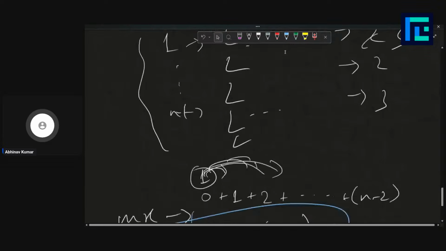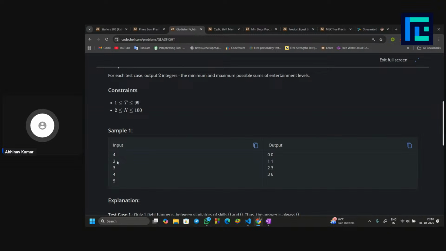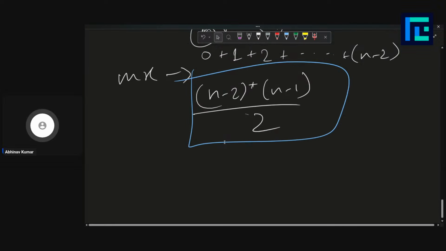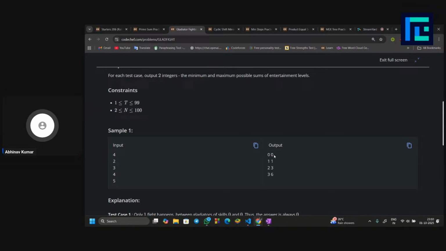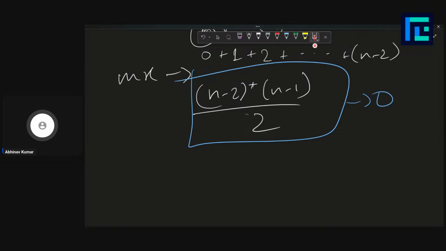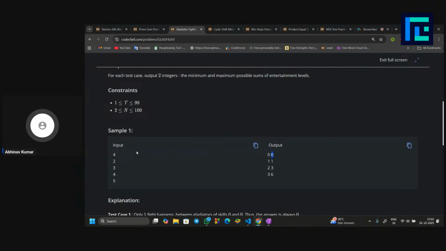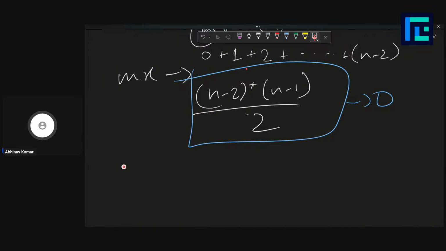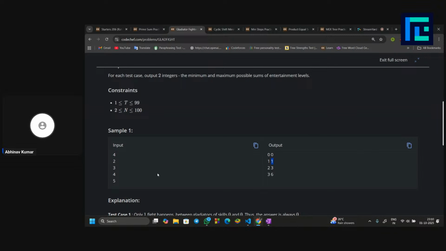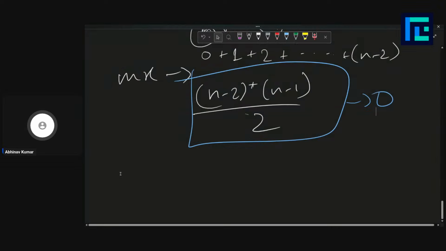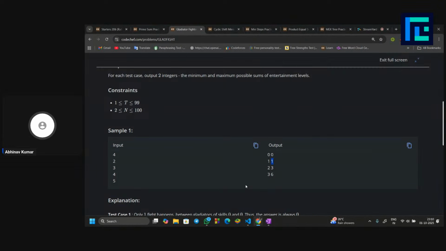You can verify that for n equal to 2, this value is 0. So for the first test case, maximum was 0. For n equal to 3, this value was 1 into 2 by 2, which would be 1. So maximum is 1. For n equal to 4, again 2 into 3 by 2 is 3. So maximum was 3. For n equal to 5, 3 into 4 by 2 was 6.